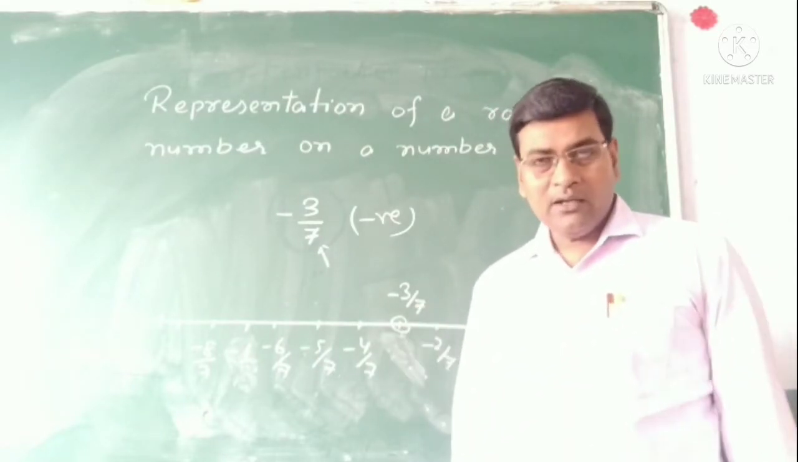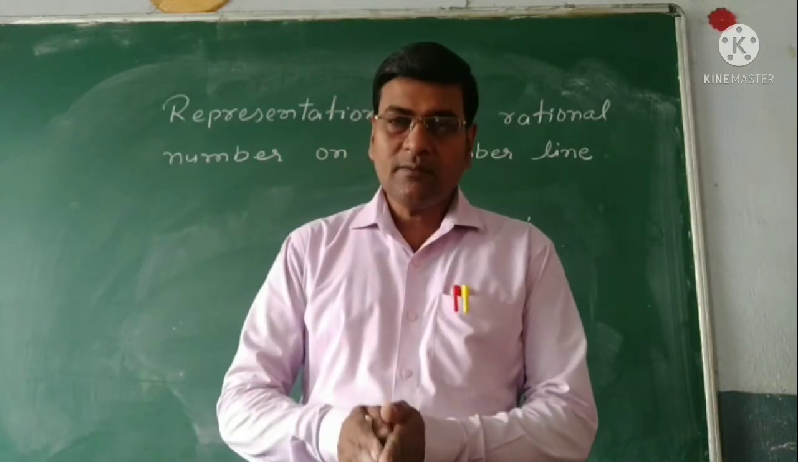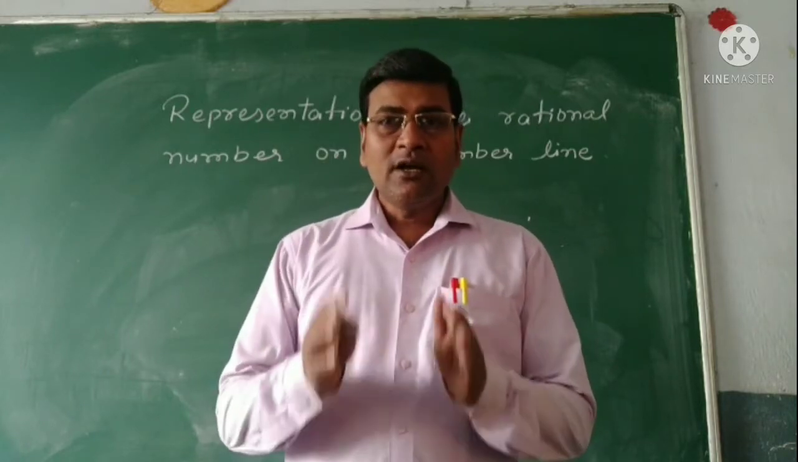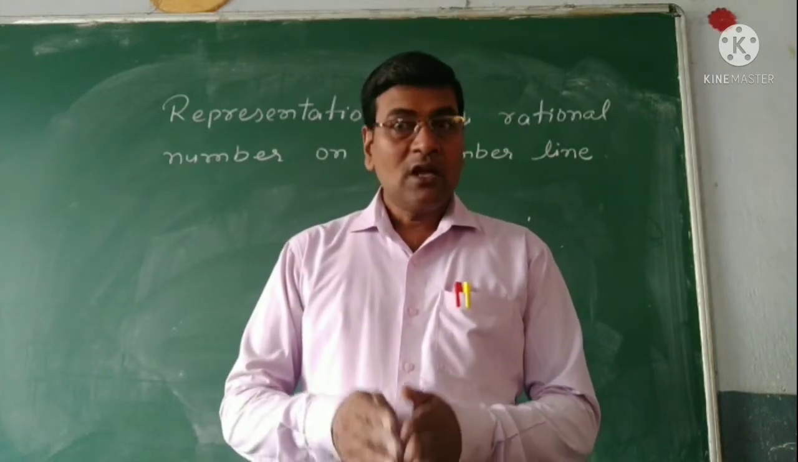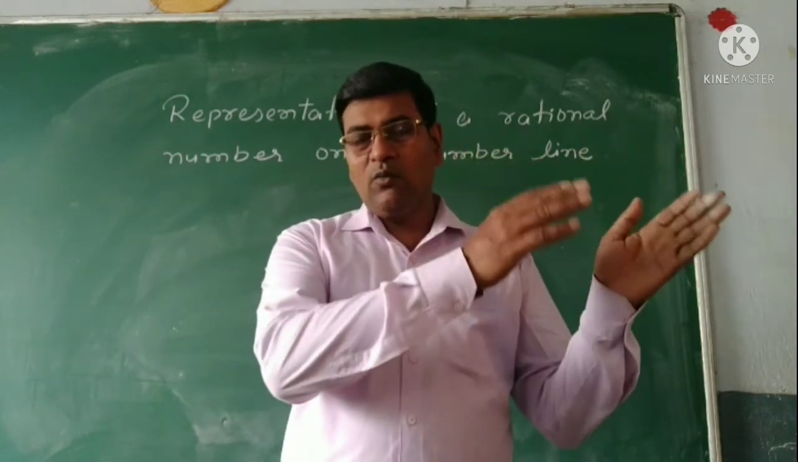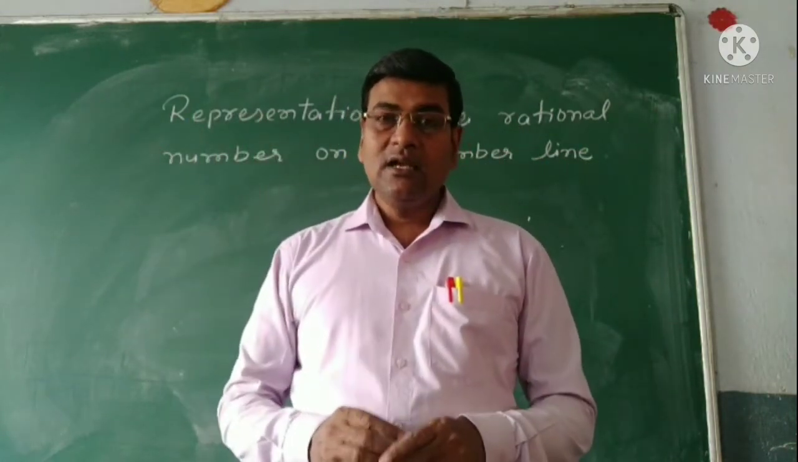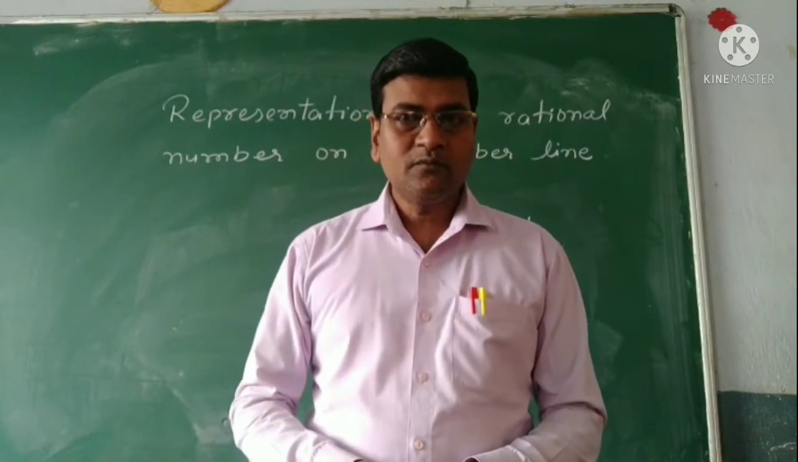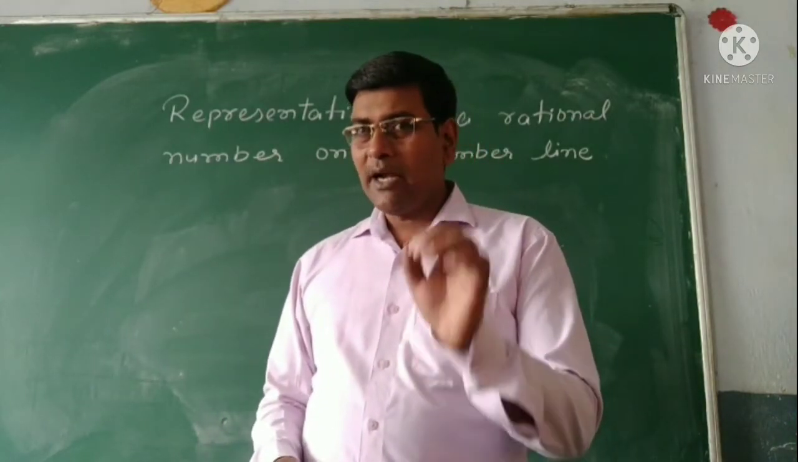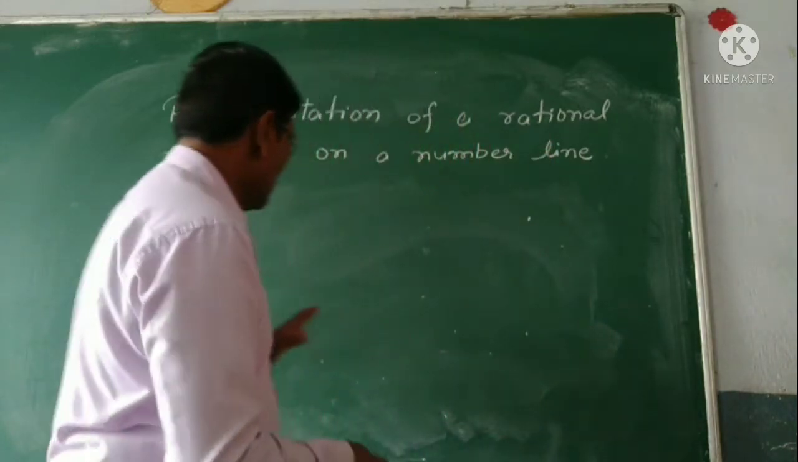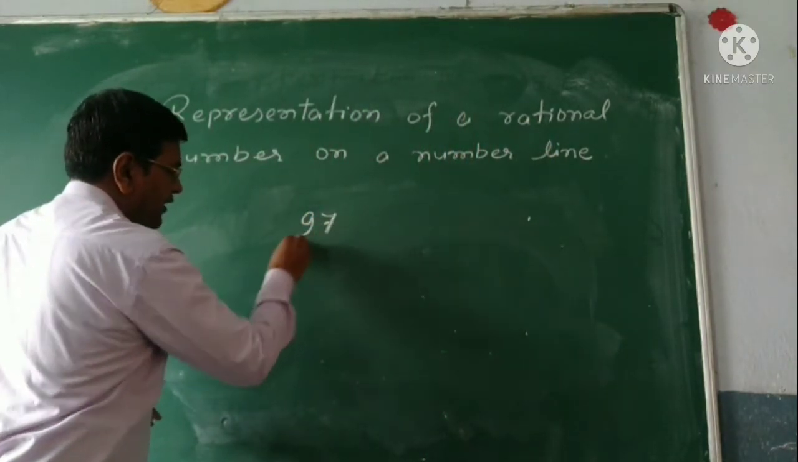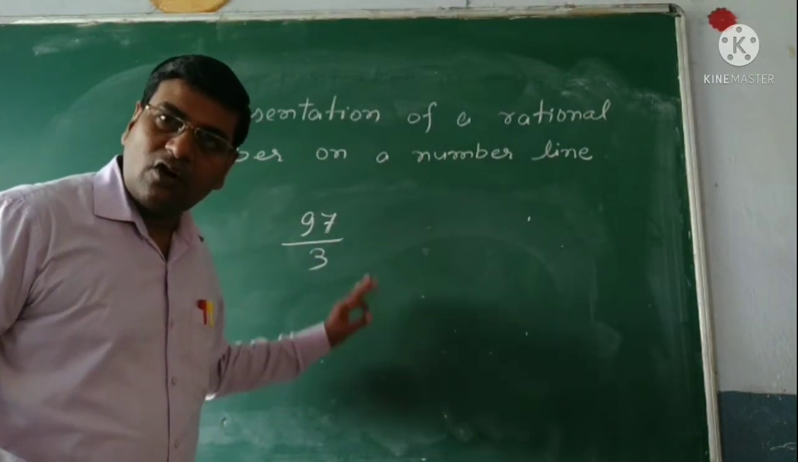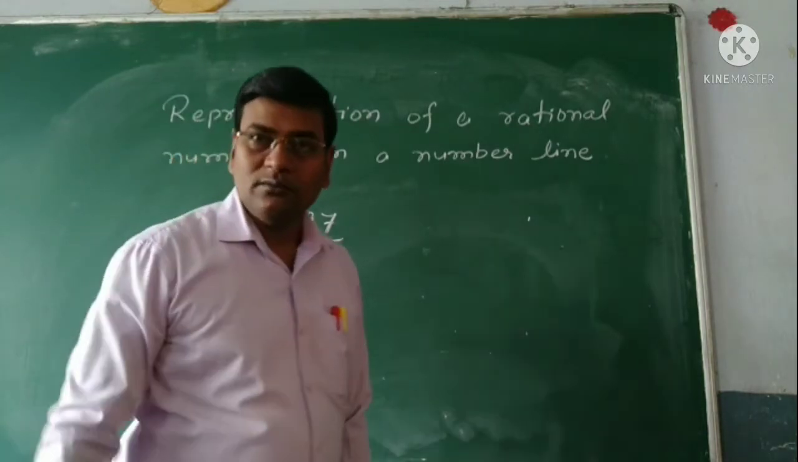and in this way you will learn how we represent a number on number line. Sometimes you find a bigger number which you have to represent on the number line. If you start from 1 by something, 2 by something like this, it will take more space. Then what do we have to do? I am solving this problem by taking an example. Look here. Suppose you have 97 by 3 and you have to represent it on a number line. What will you do?